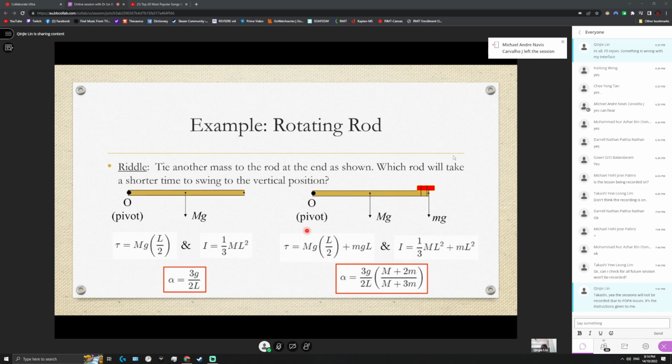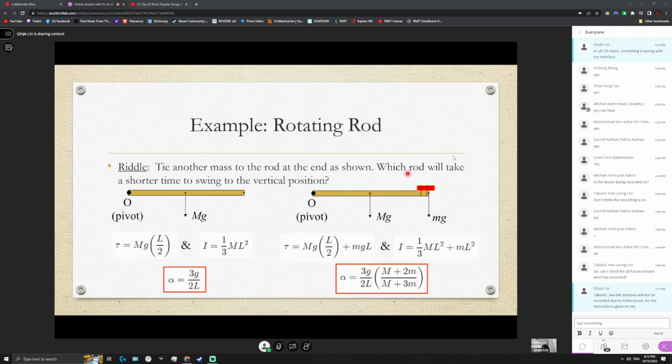Okay, so to find out, we can compare the angular acceleration. Of course, the one with a higher angular acceleration is going to reach there first, right? So just now we have already gotten the angular acceleration for this, so we're not going to go through it again. It follows the same method, so you get the same angular acceleration. But if you tie a mass at the end, the torque and the I will change. So now the torque is the original one, plus another mass at the end, so you need to do another F times your perpendicular length. So the force is your small mg times the entire L.